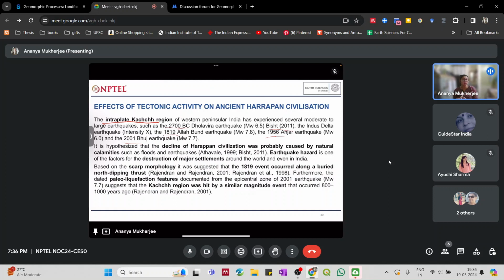So the 1819 event caused the formation of the Allah Bund Scarp, as we had seen, and features like paleoliquefaction and the study of the excavation sites that were carried out gave us a picture that an earthquake in historic times actually caused the burial of some settlements, and the 1819 earthquake itself could have been a long term after effect of the prehistoric earthquake event also.